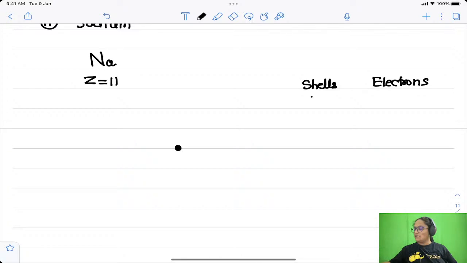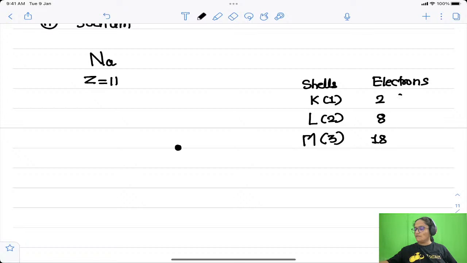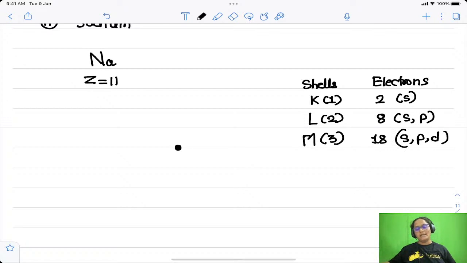First of all, the K shell, which is the first shell, in which we can fill a maximum of 2 electrons. Next is the L shell, the second shell, in which we can fill up to 8 electrons. And the next one is the M shell, the third shell, in which we can fill up to 18 electrons, right? In the K shell, only one subshell is there, s. In L, 2 subshells are there, s and p. In M, 3 subshells are there, s, p and d, right?